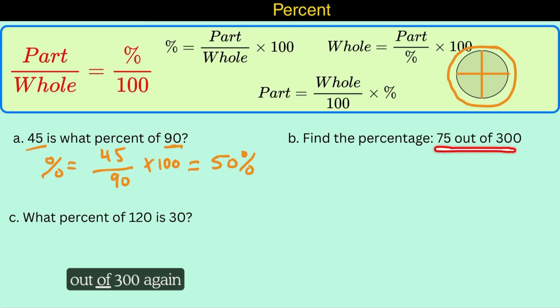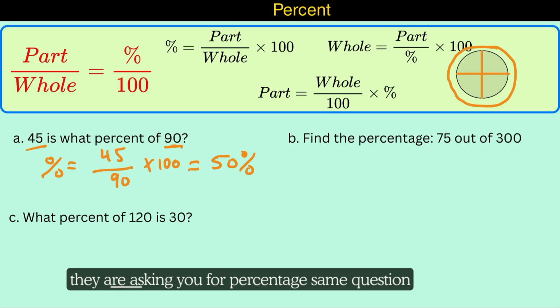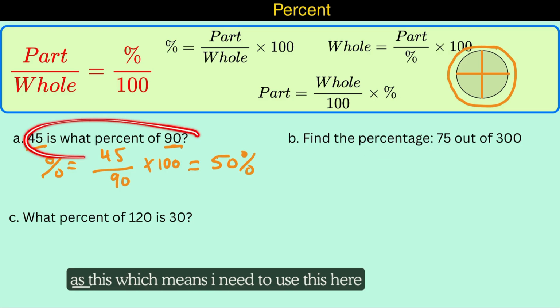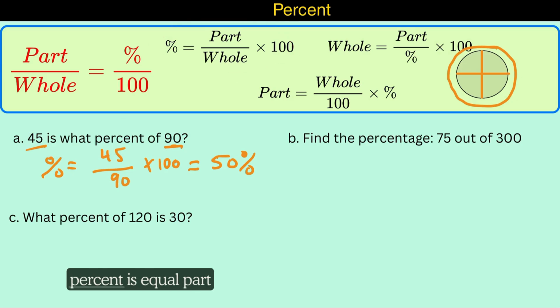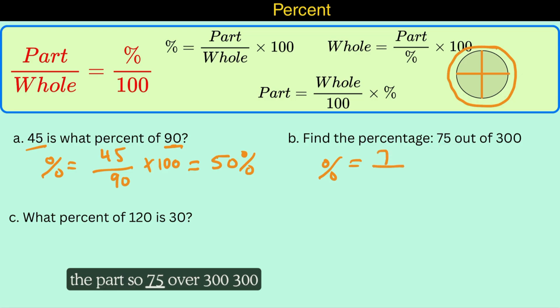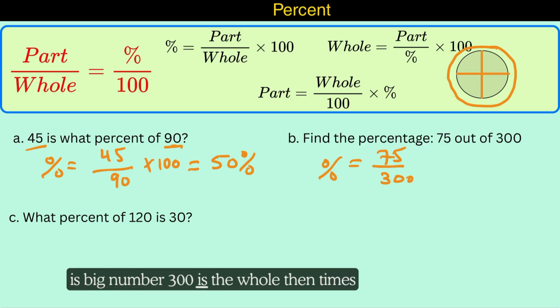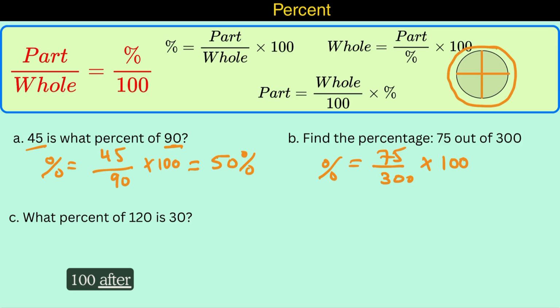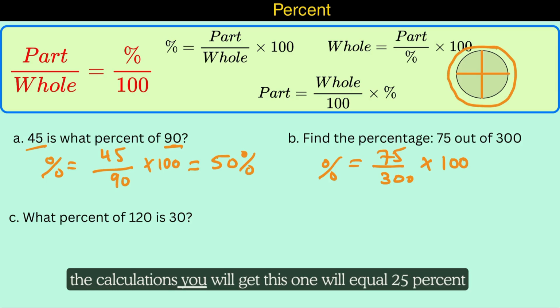B, find the percentage: 75 out of 300. Again, they are asking you for percentage. Same question as this, which means I need to use this. Here, percent is equal to part over whole. Which one is the part in here? We said small number is the part, so 75 over 300. 300 is the big number, 300 is the whole. Then times 100. After the calculations, you will get 25%.